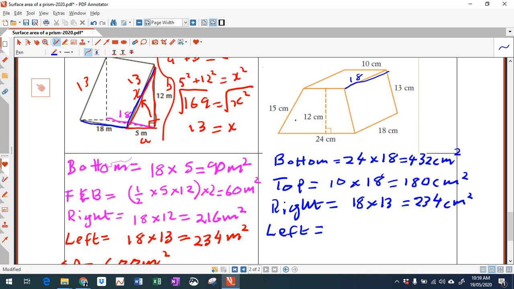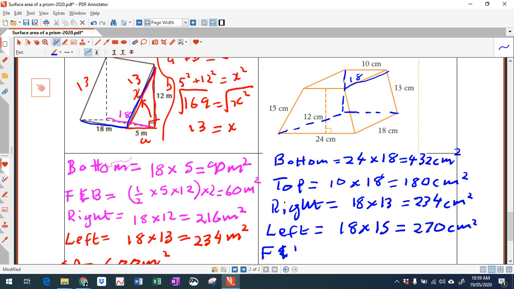And then we can work out the left side. Before the left side, it probably helps to think of a dotted line which goes down to the back there to meet the corner of your trapezium. So you can see that the left side is also 18 along there by 15. So 18 by 15. The side faces are all rectangles, so that's why we can use base times height for this trapezoidal prism. You're going to get 270 square centimeters.